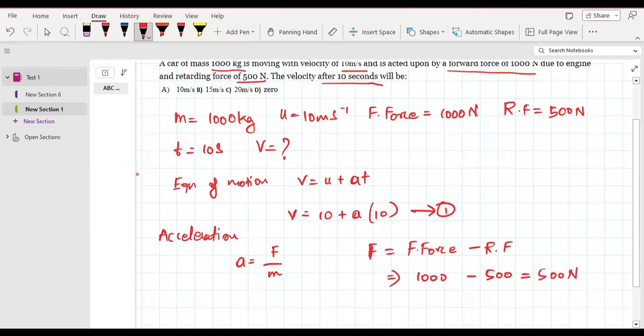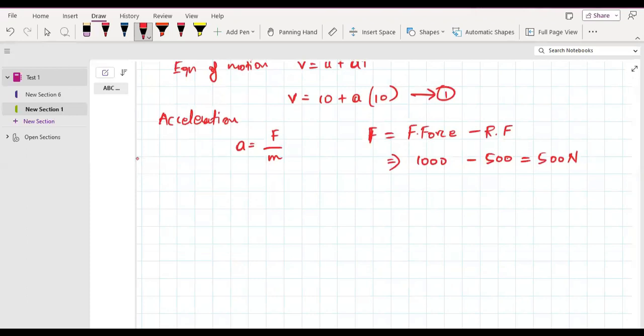So இதை நம்ம இங்க acceleration substitute பண்ணிக்கலாம். So a is equal to 500 divided by 1000 kilograms. So 2 zeros cancel பண்ணிருக்கேன் and 5 ones 5, 5 twos 10, so 1 by 2 meter per second square.